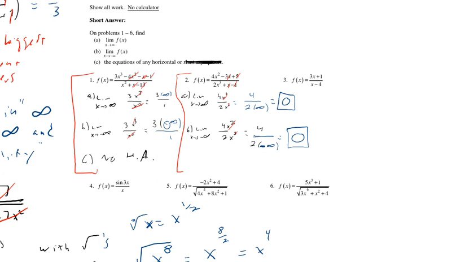So for part C, what's our horizontal asymptote? We do have one. And the answer is y equals 0. When the numbers are the same, number means horizontal asymptote.